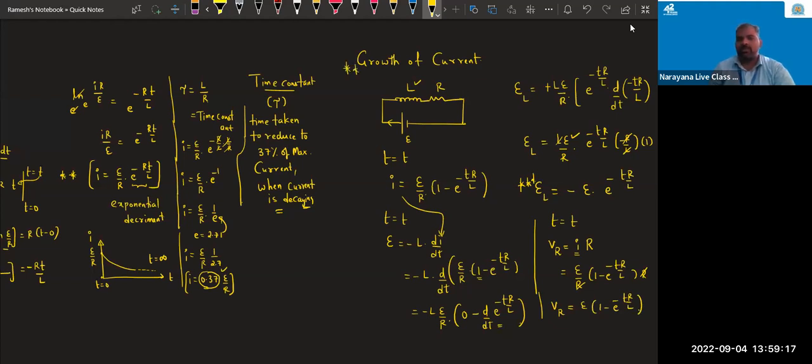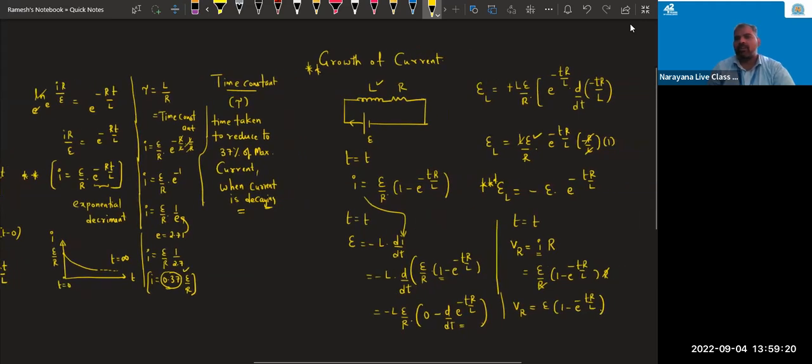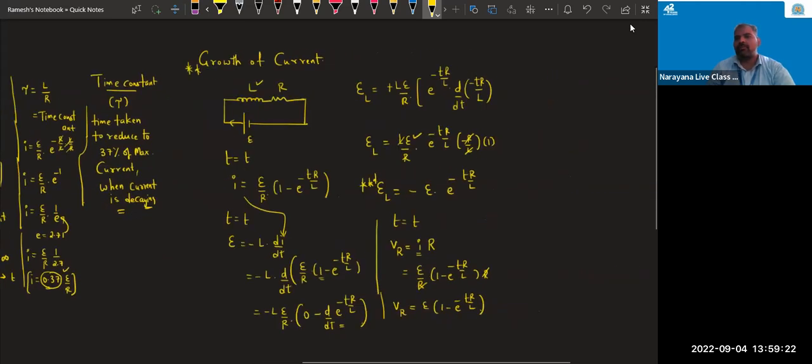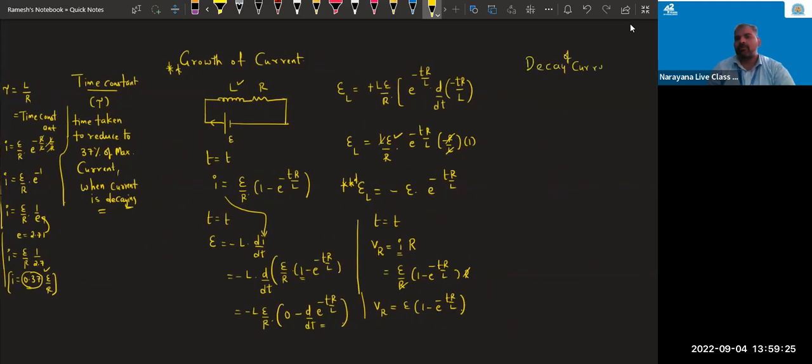Now we will see the reverse, which is the decay of current. When is current decayed in the circuit? If you remove the battery, only the inductor of self-inductance L and resistance capital R are there. I put a removed cell. What is the current after t seconds? Current equals E by R into e power minus Rt by L. Understood? This is the current after t seconds.